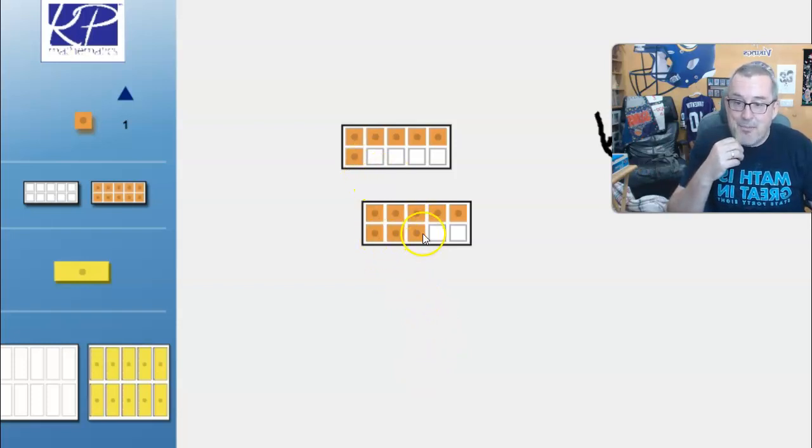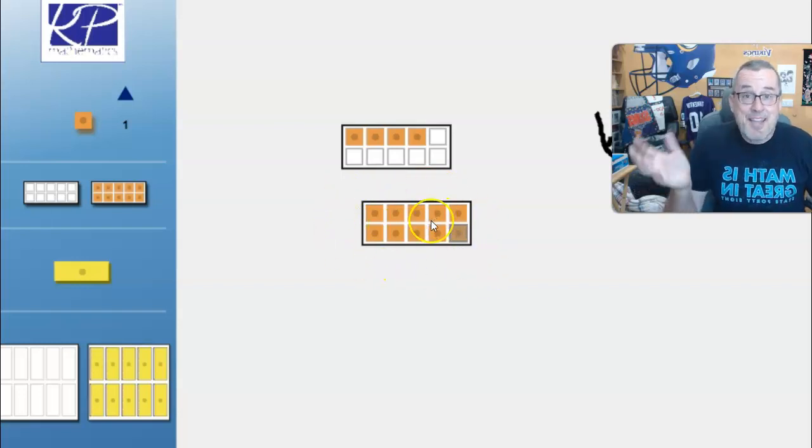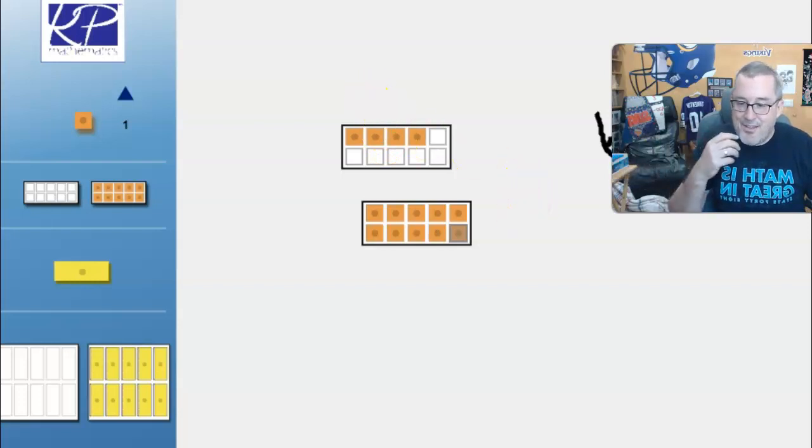You could combine by moving some of these into this 10 frame or some of these into this 10 frame. It doesn't matter. And maybe kids will find an efficient way to do it, which is one of the questions. They might see that if I take one of these and bring it here, and take one of these and bring it here, I can make a 10. Now, once I make a 10, 10 combined with 4, 14, the result of 14 becomes pretty evident.